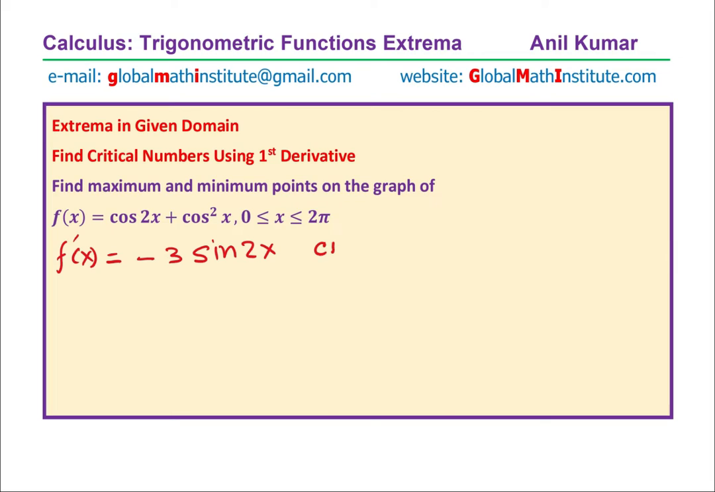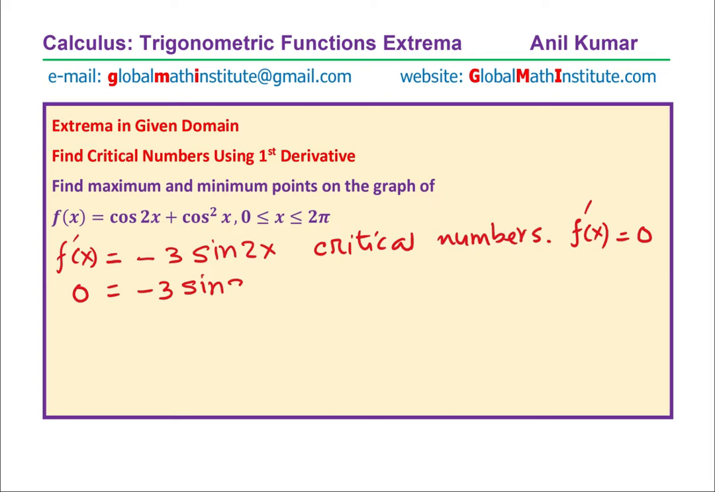So we have to find the critical numbers. These are smooth curves, so we are looking for the stationary points where the derivative is 0. So that means 0 equals minus 3 sin 2x. And the domain of 2x is from 0 to 4 pi. So for any angle theta, when is sine theta equal to 0?